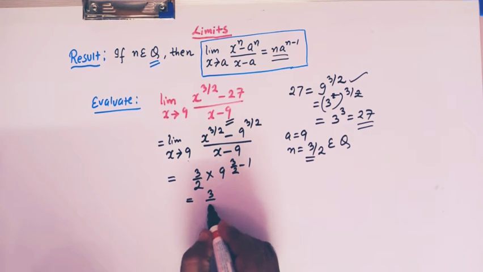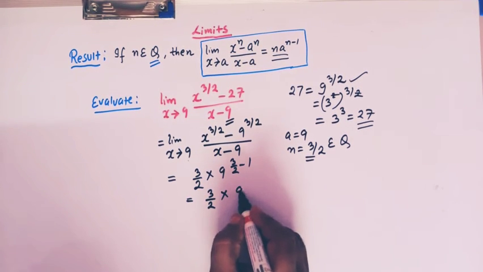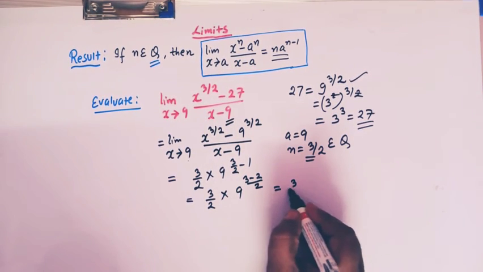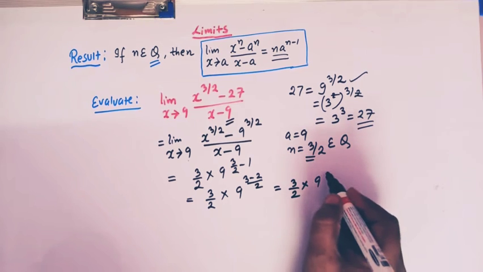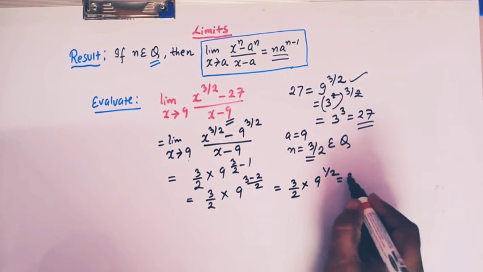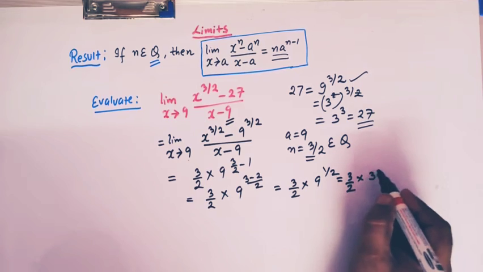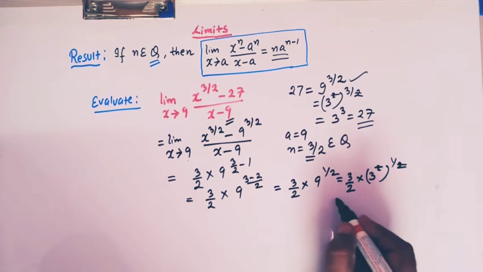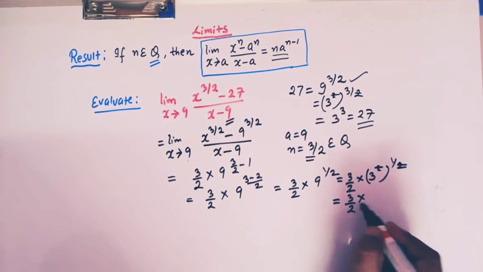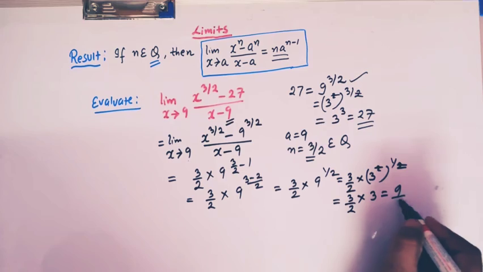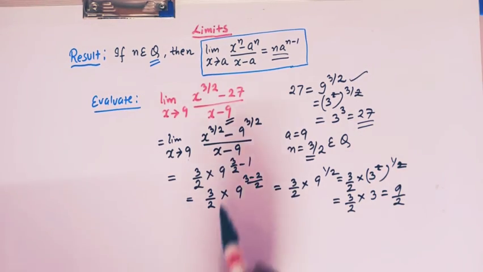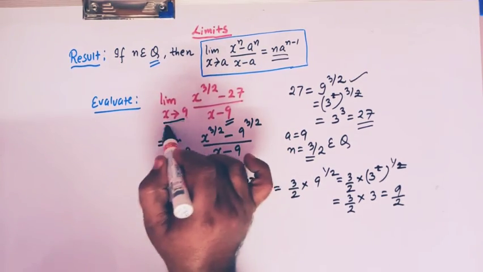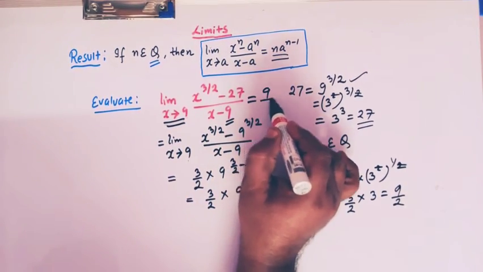So this is 3 by 2 times 9 raised to (3 minus 2) over 2, which is 3 over 2 times 9 raised to half, and 9 raised to half can be written as 3 squared raised to half. The 2 and 2 get cancelled, so we have 3 over 2 times 3, that is 9 over 2. So the limit of this expression when x tends to 9 is equal to 9 over 2.